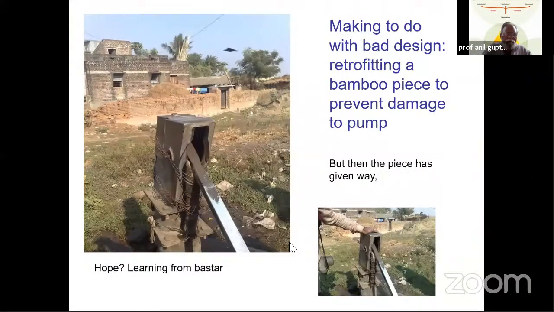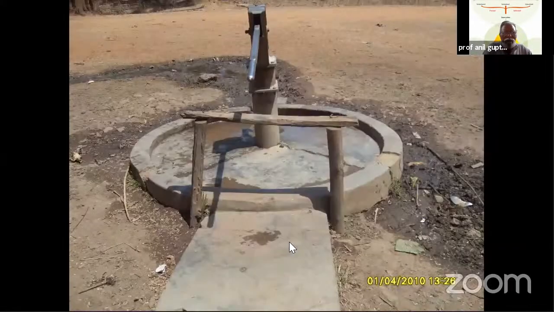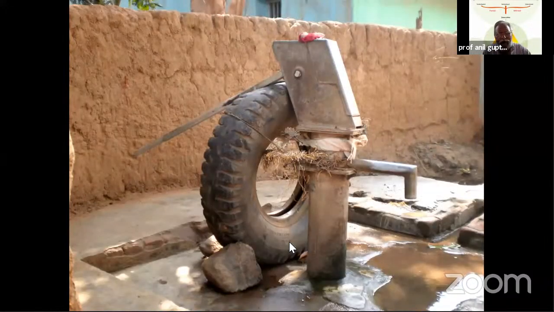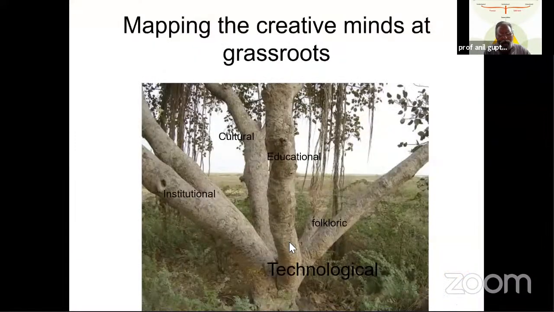This is a design defect, because when you pump all the time, the lower part of the casing gets cut. So they put a wooden piece. But what did people do in Bastar? In Bastar, they put a rod here so that it doesn't press against the lower edge of the casing, and that saves it. Here they have used a tire to prevent the same problem of cutting. It's a bad design. Sometimes people try to repair or find temporary solutions, but that's not the way to deal with the design. We have to make them such that they don't need these kinds of temporary adjustments.